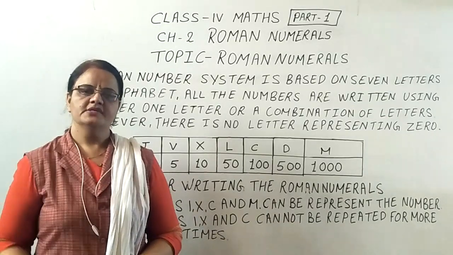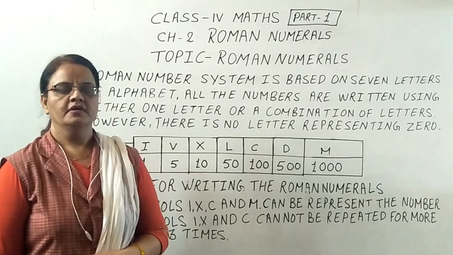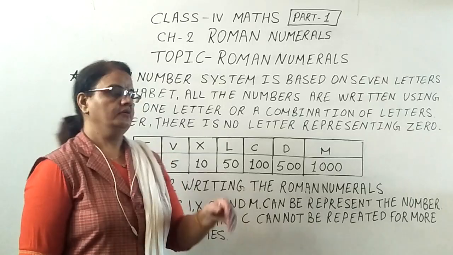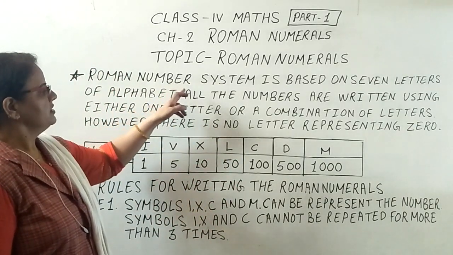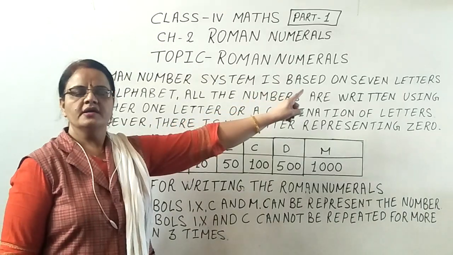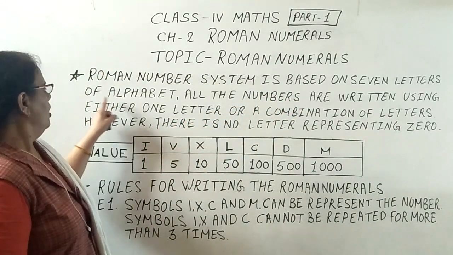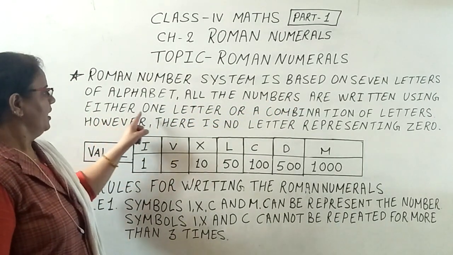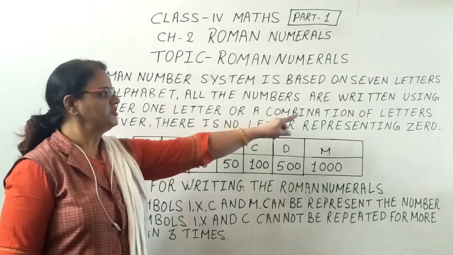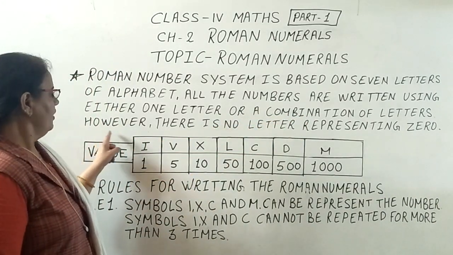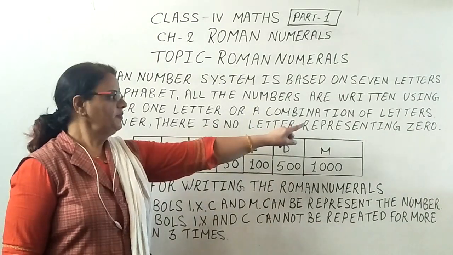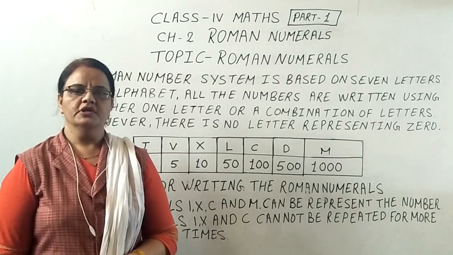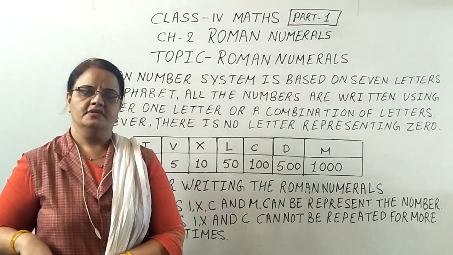Today our topic is Roman numerals. Yes students, what do we mean by Roman numerals? Let's see. Roman numeral system is based on 7 letters of the alphabet. All the numbers are written using either one letter or a combination of letters. However, there is no letter representing 0. So, in Roman numerals, we will use 7 letters.